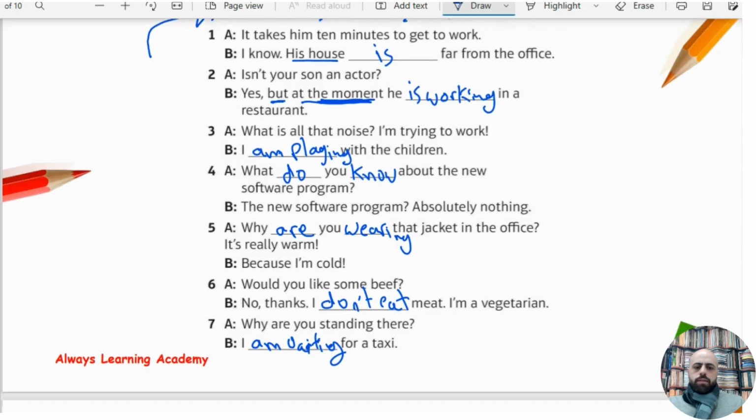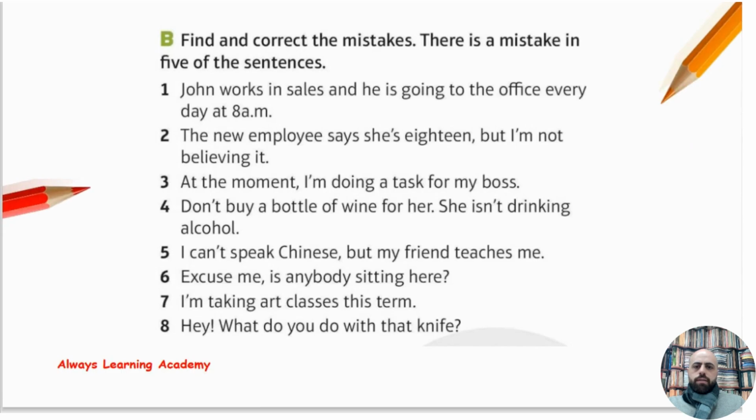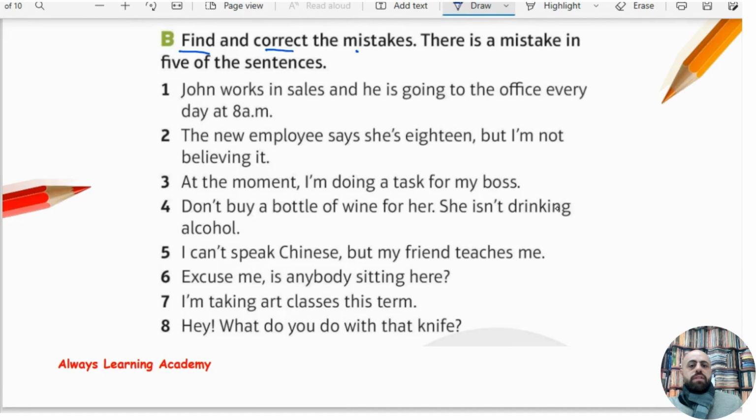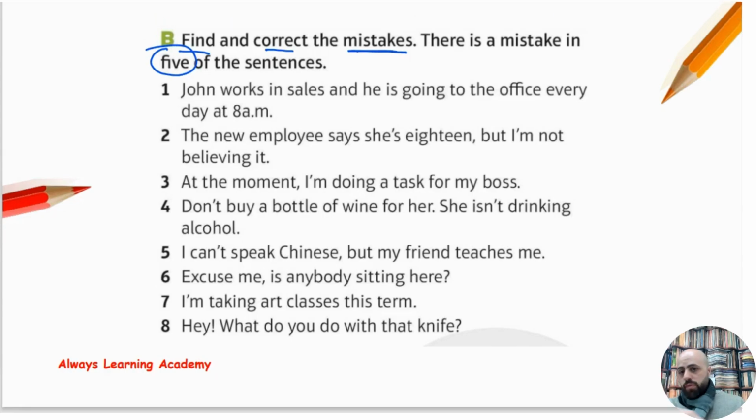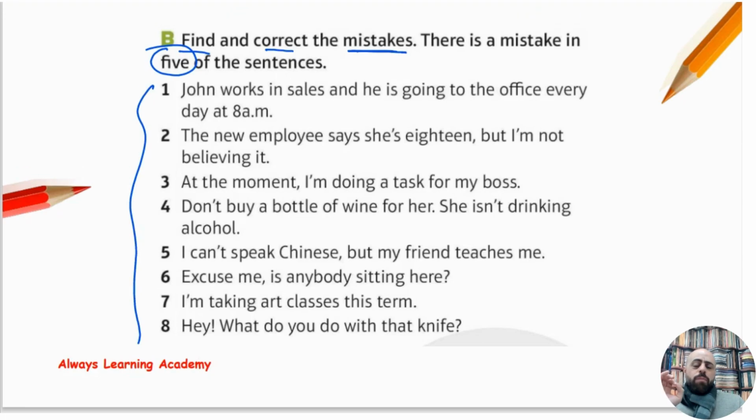Now, another exercise here. We have 8 sentences right now. We need to find and correct the mistakes. There is a mistake in 5 of the sentences. So 3 of these 8 are correct, do not do anything to them. But 5 of them contain one mistake in each sentence. So find that mistake and write the sentence in a correct way. Pause the video and give it a try.